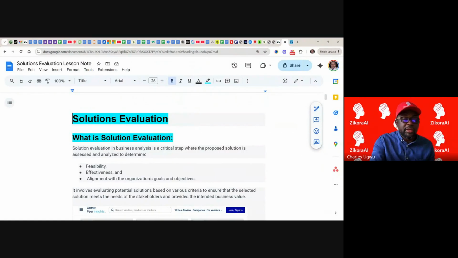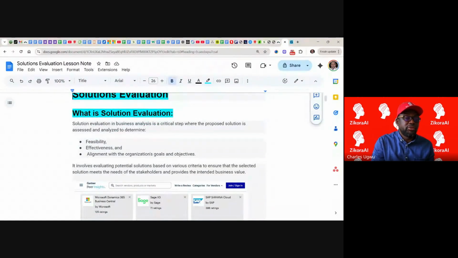What is solutions evaluation? Solutions evaluation in business analysis is a critical step where the proposed solution is assessed and analyzed to determine the feasibility, effectiveness, and alignment with organizational goals and objectives, that is, stakeholders' needs and expectations. It involves evaluating potential solutions based on various criteria to ensure that the selected solution meets the needs of stakeholders and provides intended business value.